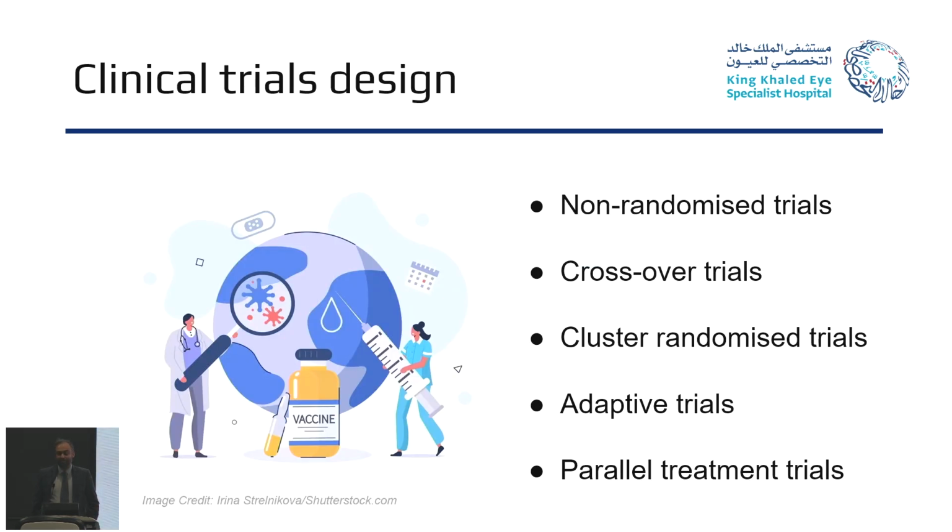Now, this is a simple design of trial I've mentioned here, but there are other designs of trials, and some are quite complicated. Some trials are non-randomized. Some are cluster randomized. What that means is groups of people are randomized to a treatment rather than individuals. And that might be schools, for instance, or it might be villages that are randomized to a certain treatment.